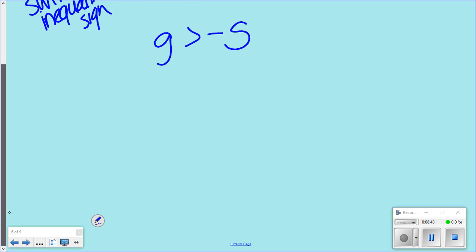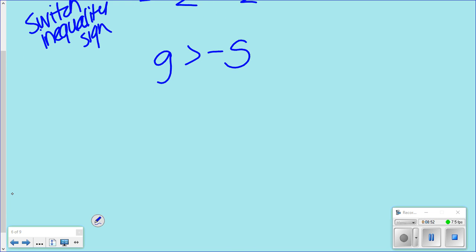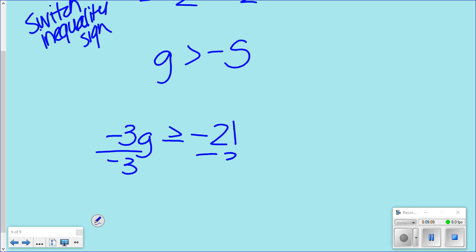I'll give you another example of when you would switch the sign. So let's say I have negative 3g is greater than or equal to negative 21. I'm going to divide by negative 3, divide by negative 3. This one is negative, so switch. So it'll be g is less than or equal to 7.